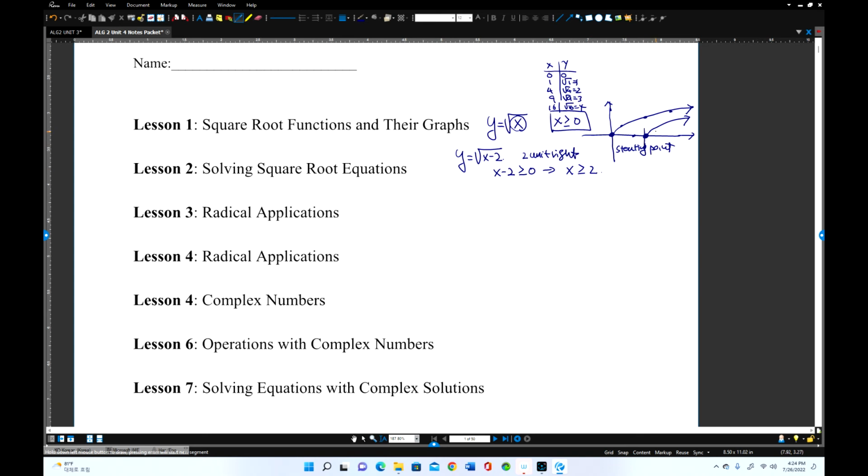Okay? So the graph starts from here. The starting point is what? 2 and 0, right? The next one is what? This is a horizontal translation, right? Now a vertical translation over here. So move up by 3. Where is the starting point? 2 and 3 is our starting point. This is 2 and 3, our starting point. Okay, from here the graph goes this way. That's the graph of square root functions, or sometimes we say radical functions.